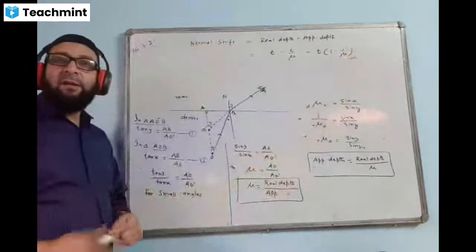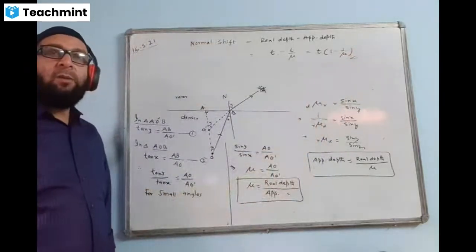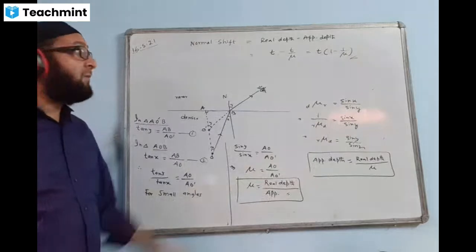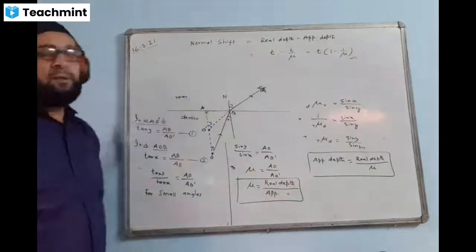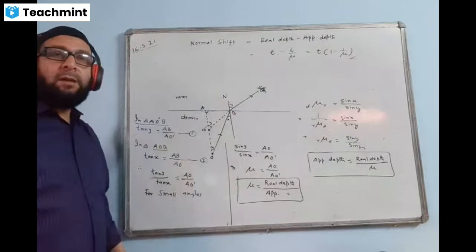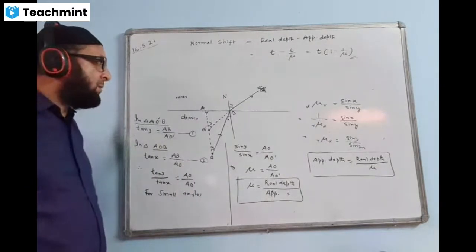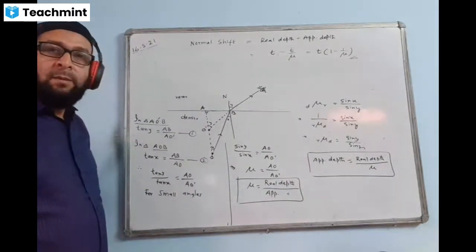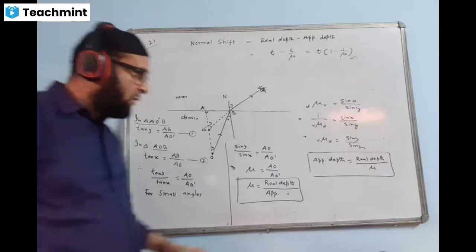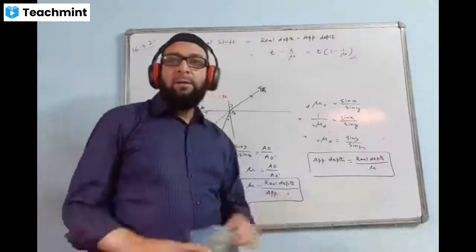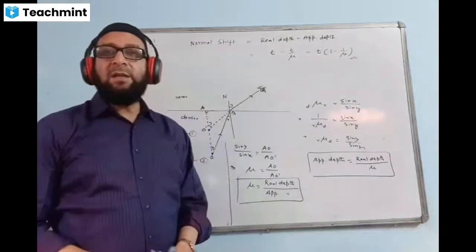If they ask you to find the change in the position, or by how much height the object is appearing to be raised, we can use this formula directly. Normal shift will come out as T bracket 1 minus 1 upon mu. So this becomes the formula. Understood? Yes? Please respond.